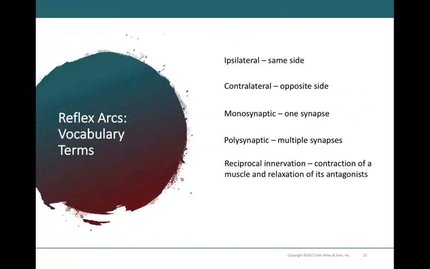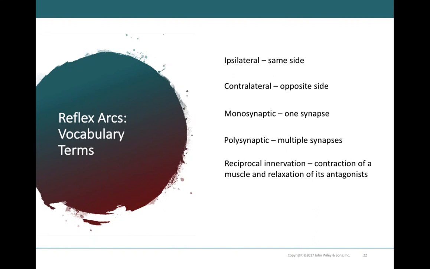So some terms that I'd briefly like to go over before we actually go over any of these reflex arcs are shown on this slide. I briefly mentioned ipsilateral and contralateral in one of the videos at the beginning of our class. When something is ipsilateral, it means that it's on the same side. So the right arm and the right leg are on the same side of the body. Contralateral means that 2 things are on opposite sides of the body. So the right arm and the left leg are contralateral to one another.